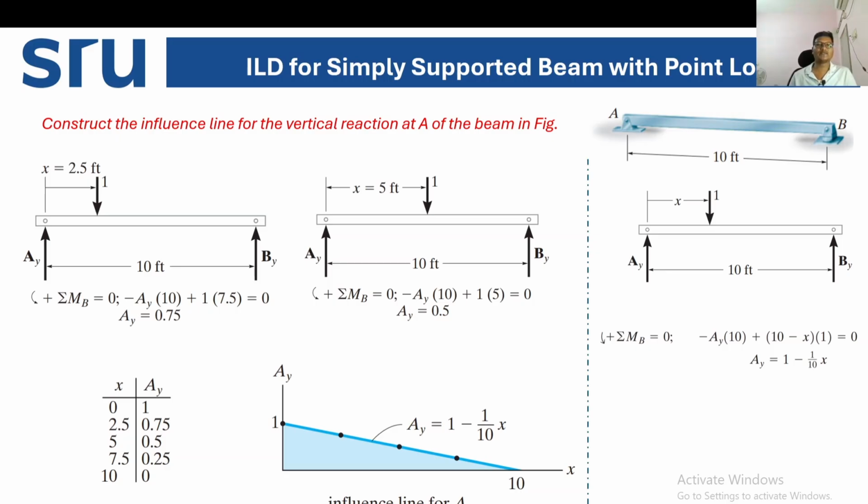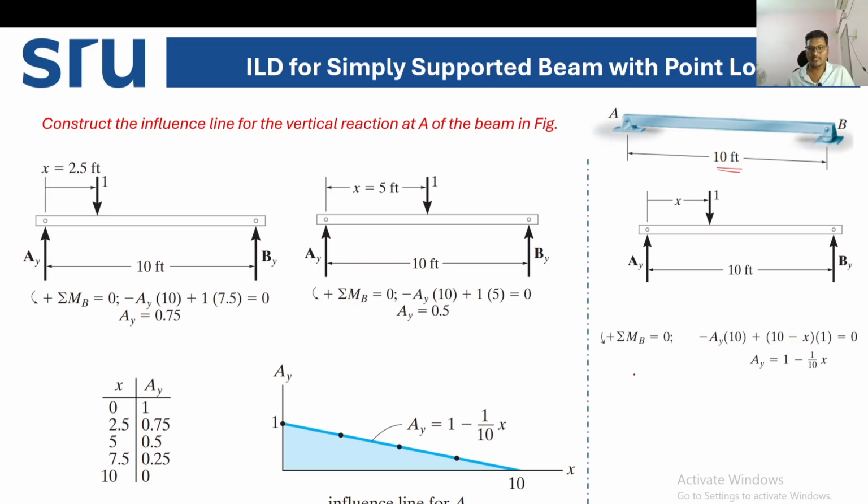We'll see one or two examples so that you can clearly understand how to construct the shear force diagram in actual beam conditions. So here is the example. Let's say this beam is A and B, whose span length is 10 feet. So how to write the equation for this? Let's say the unit load is at distance x from A.